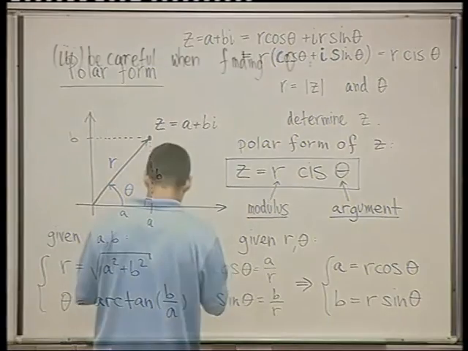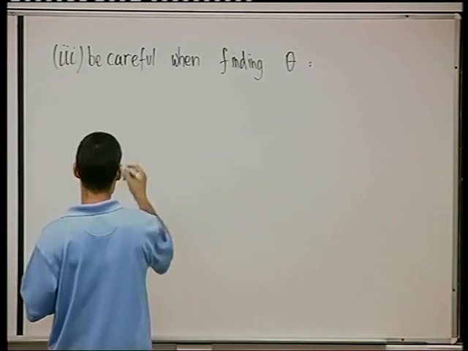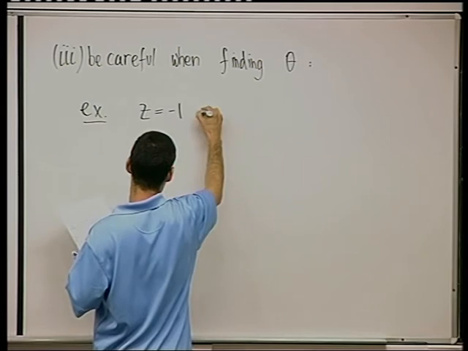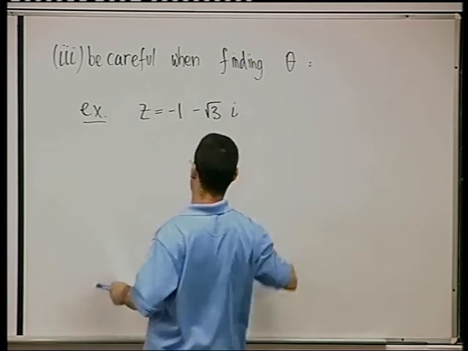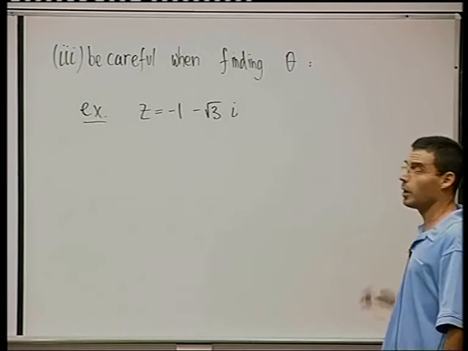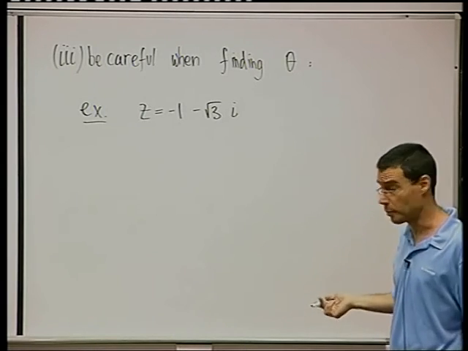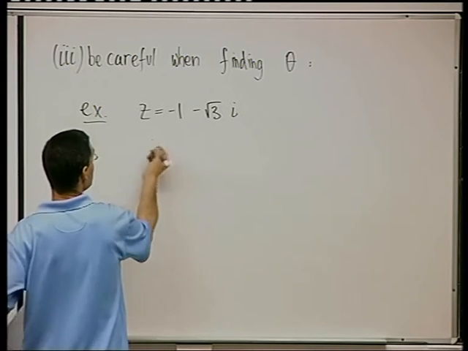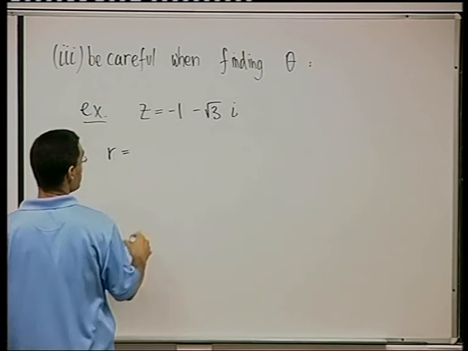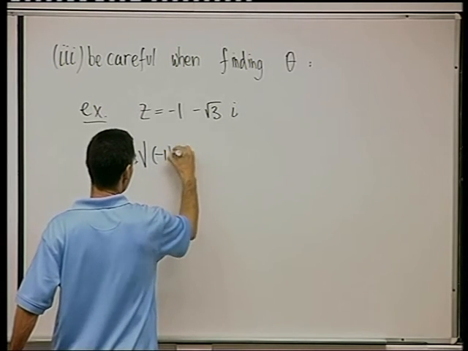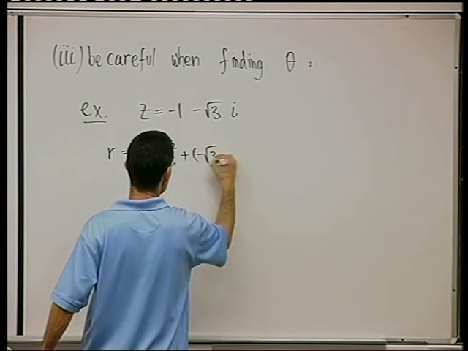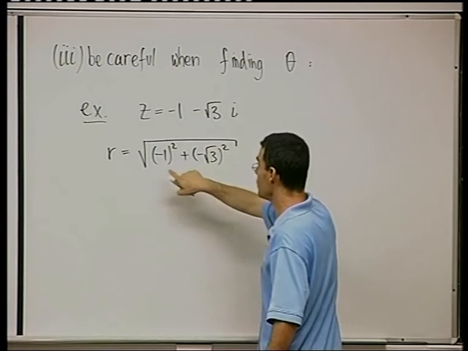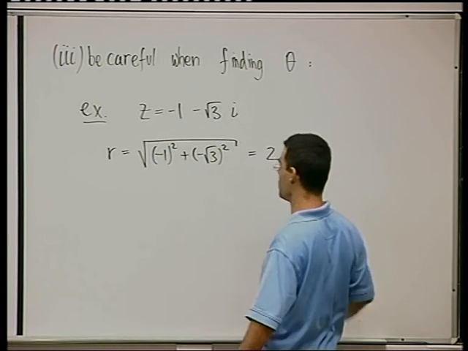So suppose we have the number, let's say z equals -1 minus root 3i. So here's the algebraic form for a complex number, and I want to convert it to polar form. So finding the r is easy, right? It's just the root of (-1) squared plus root 3 squared. So this is 1, this is 3. 1 plus 3 is 4, root is 2. So the modulus is easy.